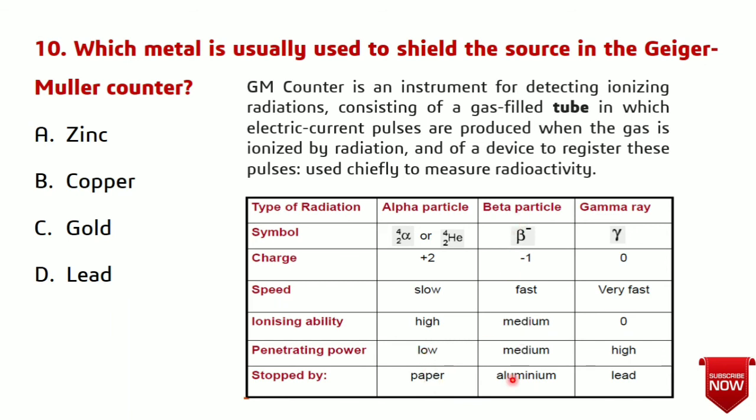In the case of the beta particle, the penetrating power is medium, so it crosses paper but can be stopped by aluminum. And gamma rays have high penetrating power; they can be stopped only by using lead. So that's why we see lead coating or shielding in the Geiger-Muller counter. Gamma rays cannot cross the Geiger-Muller counter because of the lead coating. So the answer is lead.